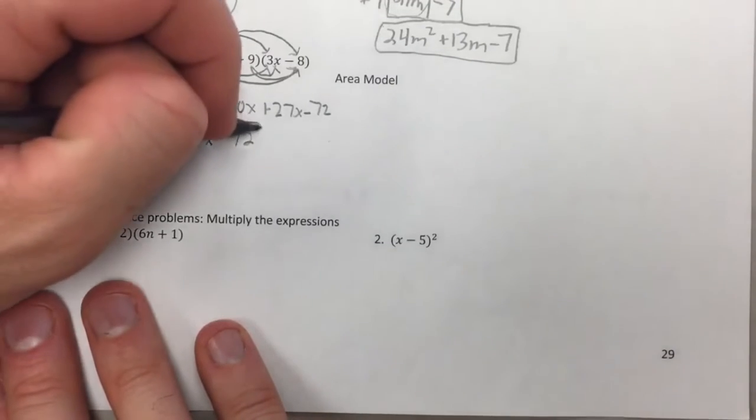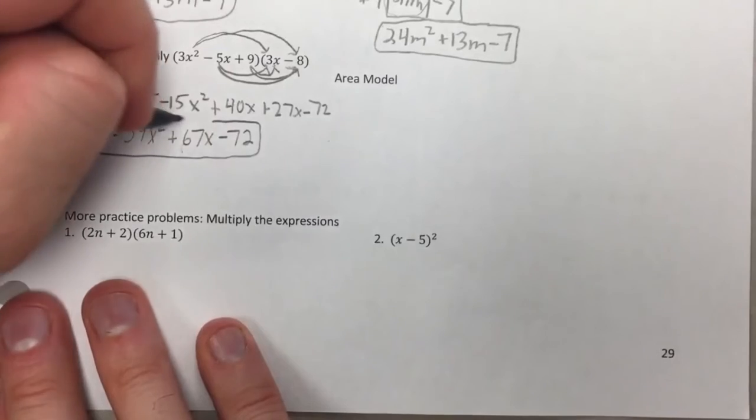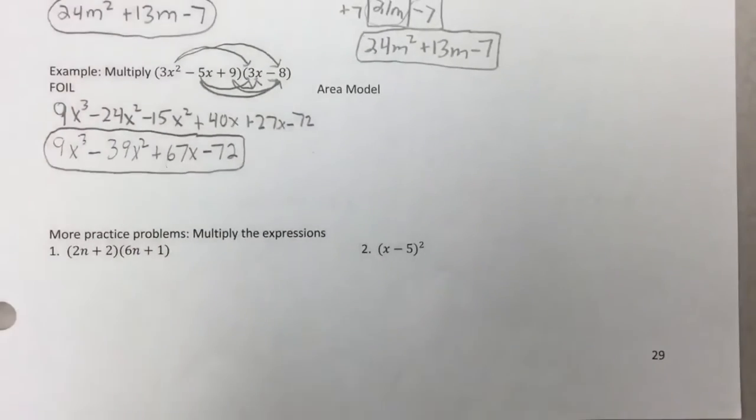And it doesn't always work out that way, where your like terms are right next to each other. That just so happened to be the case. But again, this was kind of a little messy. You're multiplying a lot of different exponents, so it's kind of easy to make a mistake. This is where I would like the area model.